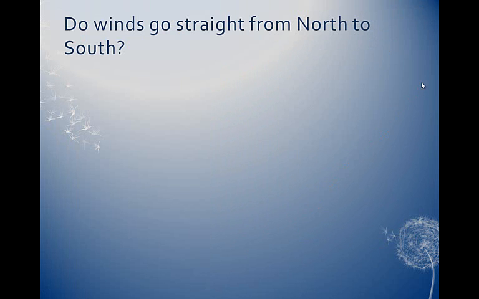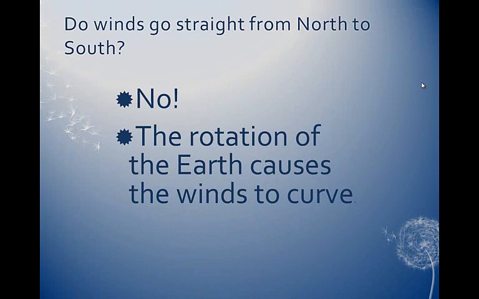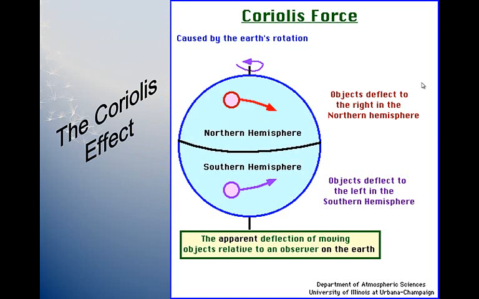So do winds go straight from north to south? No, they do not. The rotation of the earth causes the winds to curve. Okay, we call this the Coriolis effect. It's caused by the rotation of Earth. So objects deflect to the right in the northern hemisphere, and they deflect to the left in the southern hemisphere. The apparent deflection of moving objects relative to the observer on Earth.